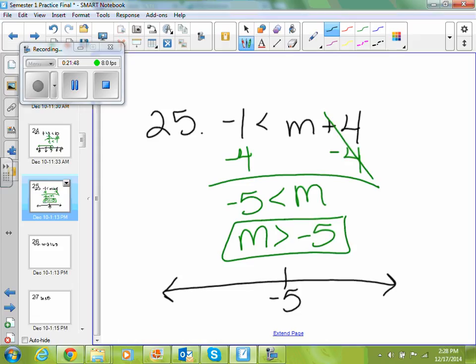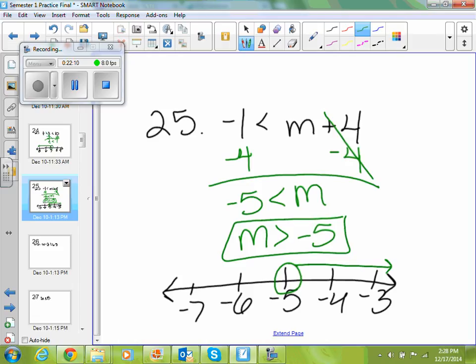Negative 4, negative 3. There you go. Negative 4, negative 3, negative 6, negative 7. It goes to the right. Okay, is it an open circle or closed? Open circle.